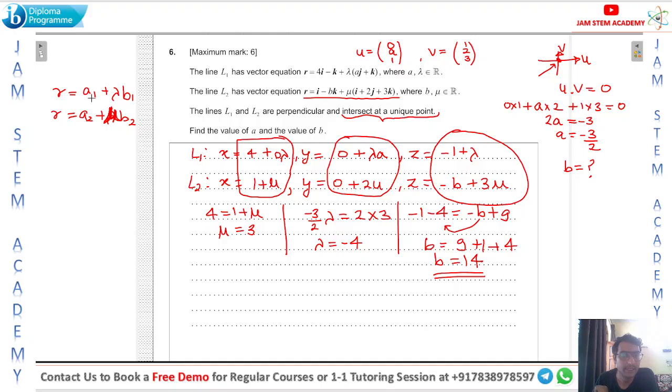And a1 is any given point lying on the first line, and a2 is any given point lying on the second line. On comparing their i cap, j cap, and k cap coefficients, we can get the coordinates of a general point lying on that line, as we did for this part. So that is it.